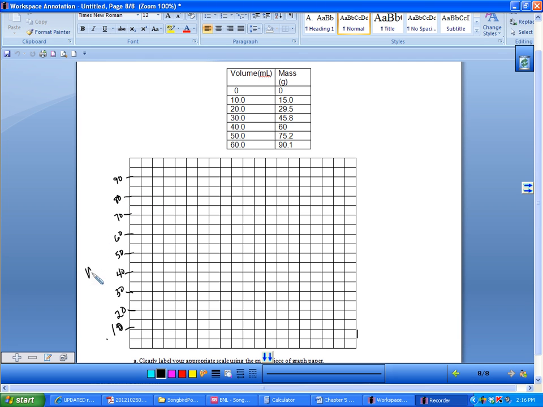And this was our mass in grams. And then we did the same thing down here, 10, 20, 30, 40, 50, and then 60. And that was our volume in milliliters.